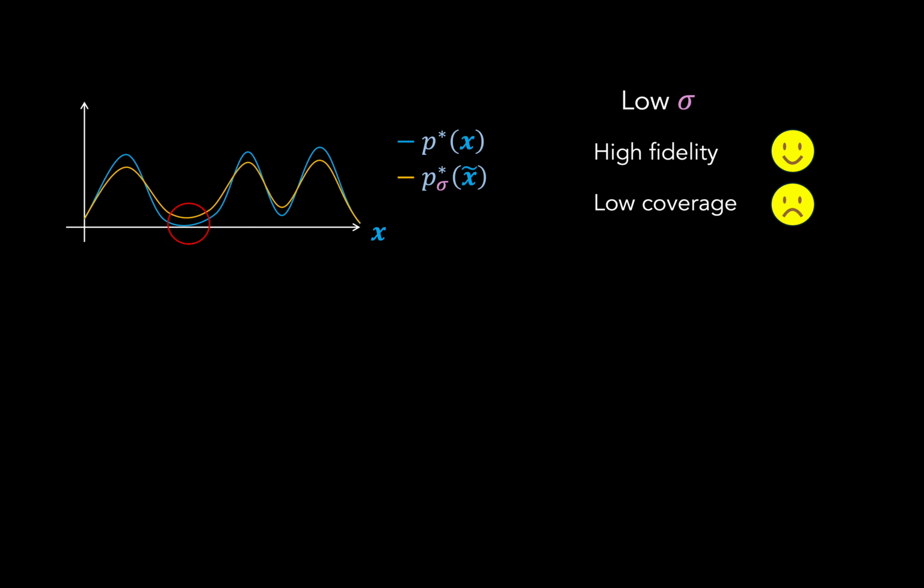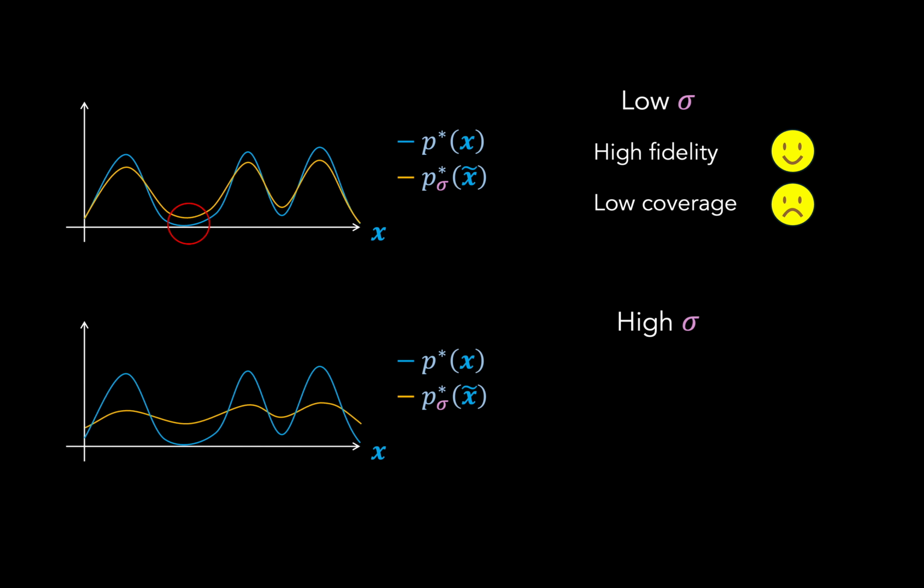In these regions, our score prediction is likely to be inaccurate, and in order to avoid them, we'd have to know the distribution of data points in the first place, which kind of defeats the purpose of generative modeling. Now, if sigma is high, we suffer the opposite problem.